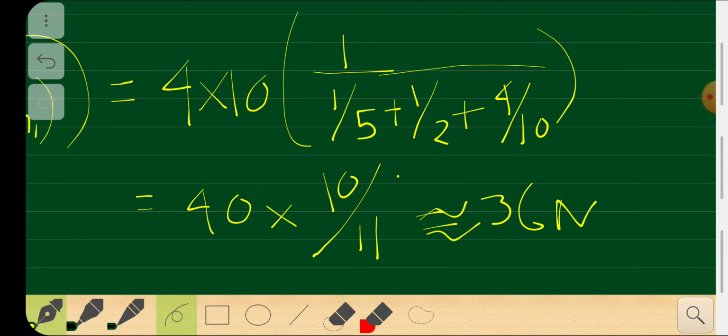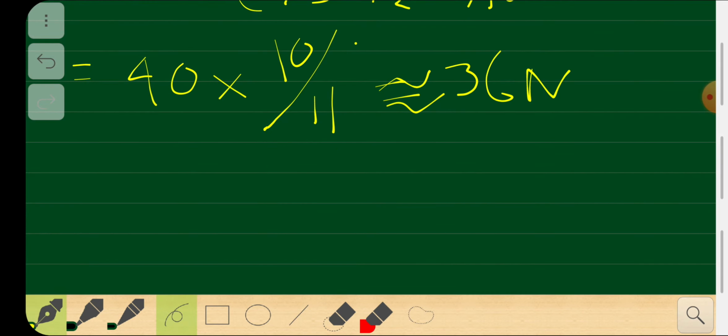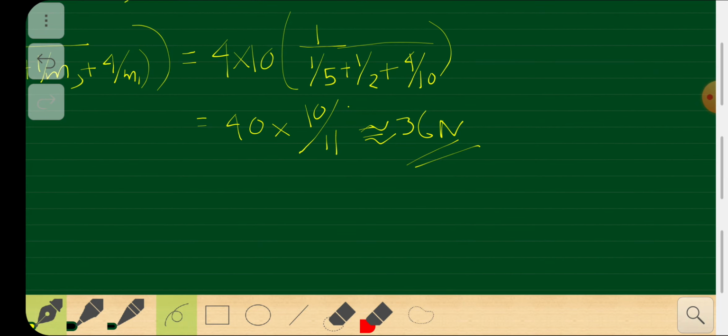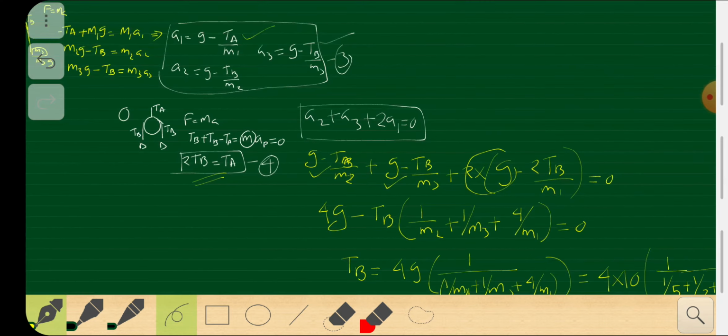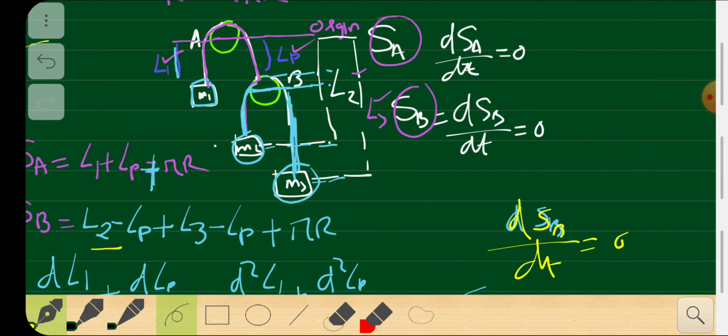Okay, 36 newtons. So that's around what it is. 40 by 11 is 3.64. Okay, so that's 36 newtons. That's what you get. So Tb, I found out this is equal to Tb, tension in the second string, right? You have to realize that this is the tension in this second string Tb.